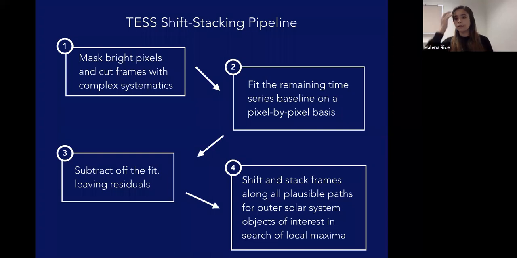To realize this idea, we developed a shift stacking pipeline that's designed to process TESS full frame images and search for the signals of dim outer solar system objects below the TESS single frame detection limit. This pipeline involves first masking out the brightest pixels, so we're reducing noise from stars in the frames. Then we subtract away the baseline flux of every pixel. We need to do that because we're looking for systematic increases above the baseline flux that occur along a path. And then lastly, we shift and stack the frames along all plausible paths in order to search for these new objects.